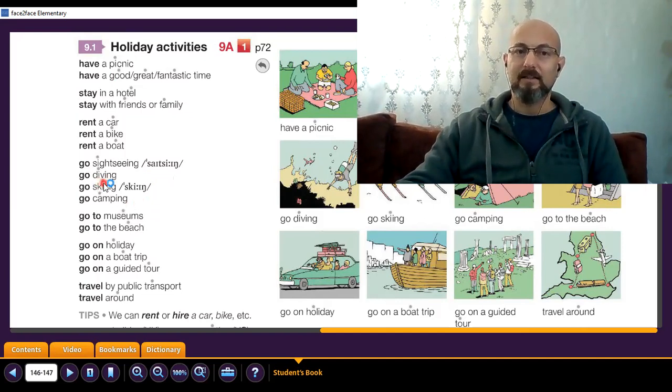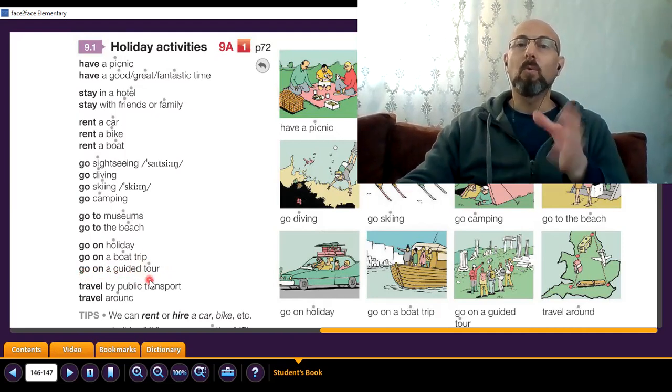Go diving. Go skiing. Go camping. Go to museums. Go to the beach. Go on holiday. Go on a boat trip. Go on a guided tour.